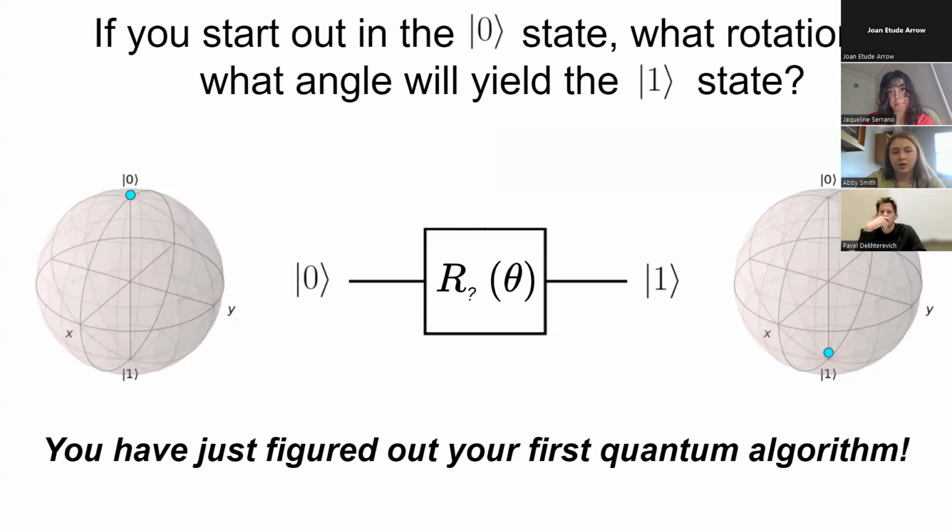Could the 180 also be negative, like going in the opposite direction? Yes, 10,000%. Pi is equal to negative pi if you're rotating. That's not true for pi over 2 and negative pi over 2, because that'll send you to two different sides of the globe. But if you're doing a 180-degree rotation, that's the same as a negative 180-degree rotation.